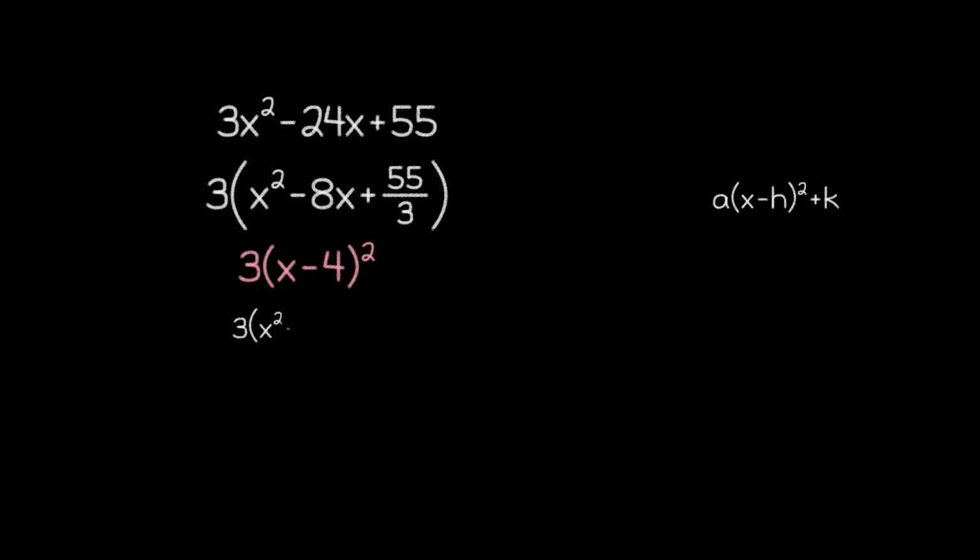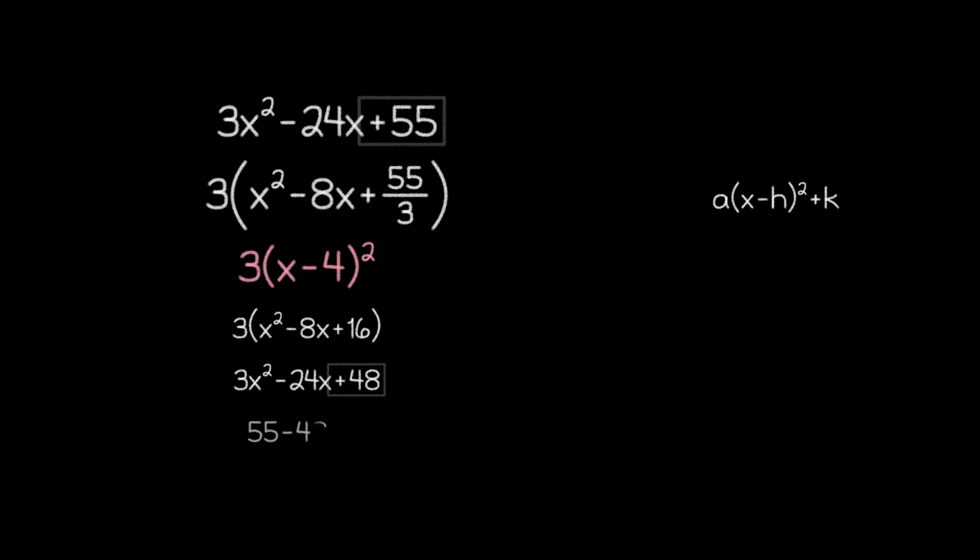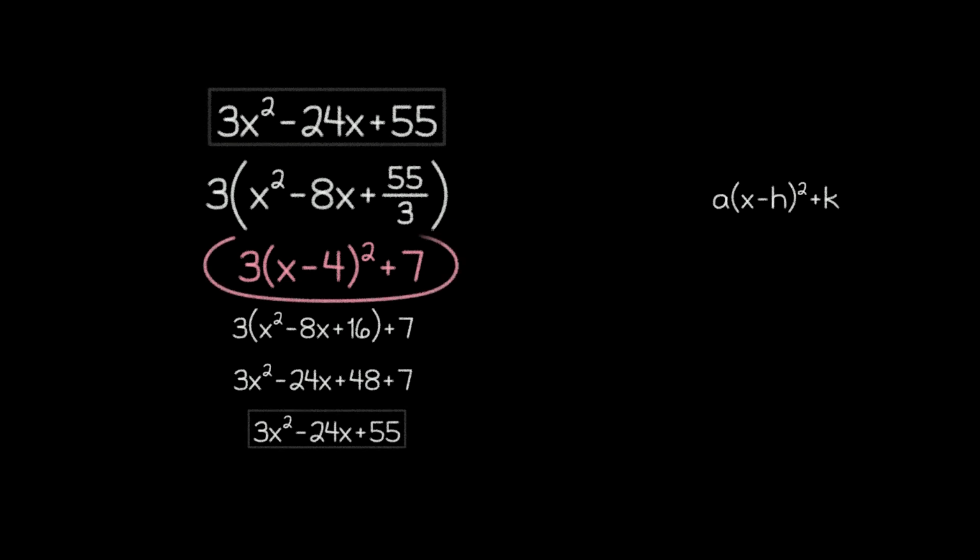So we'll start by expanding our perfect square. Then, once we've distributed the leading coefficient, we can see that our guess was pretty close to the original expression. But once again, the constant term needs to be fixed. We can fix this by adding 7 at the end of our guess. And once we do that, we've successfully converted into the vertex form.